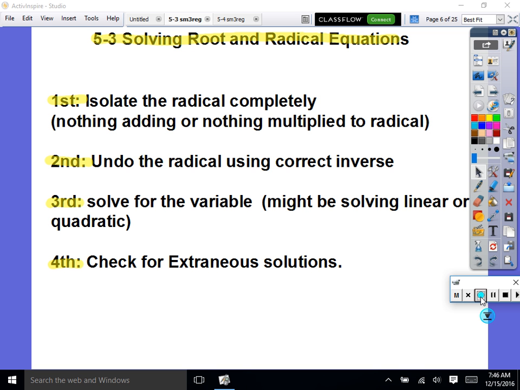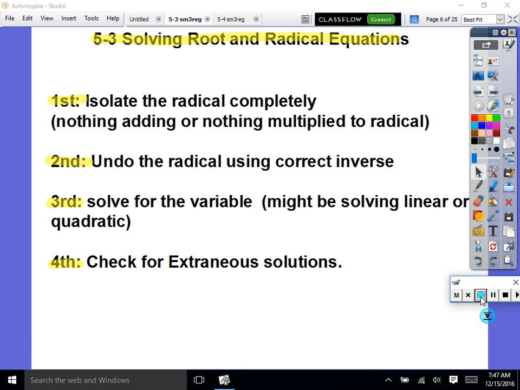First, isolate the radical completely. That means get the radical completely alone on one side of the equation. So nothing can be added or subtracted to the radical. Nothing can be multiplied or divided to the radical. So you'll isolate the radical completely.